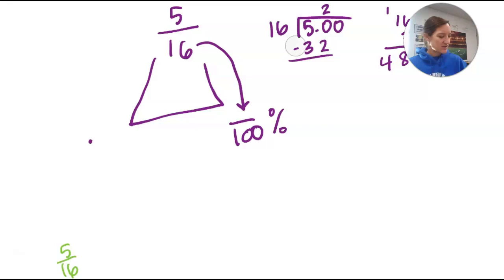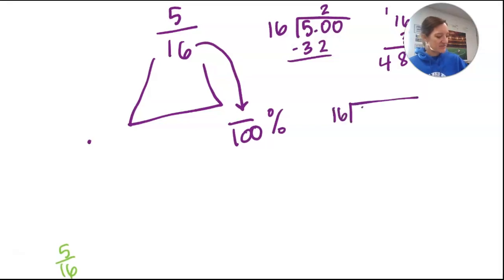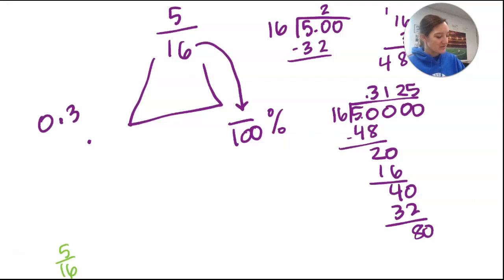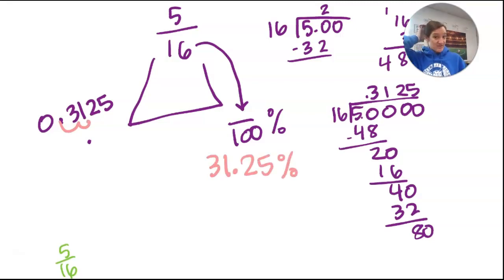Okay, and my eraser's not working, so I'm just going to have to rewrite it. 16 is 48, and then we have 20, which would be 1, and that would be 40, right? Which would be 2, which would be 8, and that would be 5. Wow. Okay, so that's 0.3125. That's the decimal. And now the percent for that will be me scooping this twice, which would be 31.25%. So let's rewrite this so it looks nice.